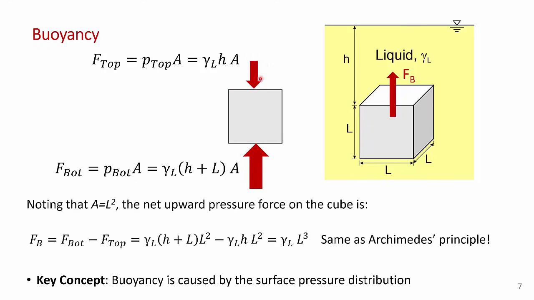And if you do the math, noting that the cross-sectional area here that the pressure is acting on is L squared, you can very easily show that you get gamma L cubed, which is exactly the same result we got from just a simple application of Archimedes' principle. So again, the key concept, even though we're going to use Archimedes' principle, because it's an easy way to calculate the buoyancy force, you want to always keep in mind that the buoyancy force is caused by the pressure distribution on the surface of the object.